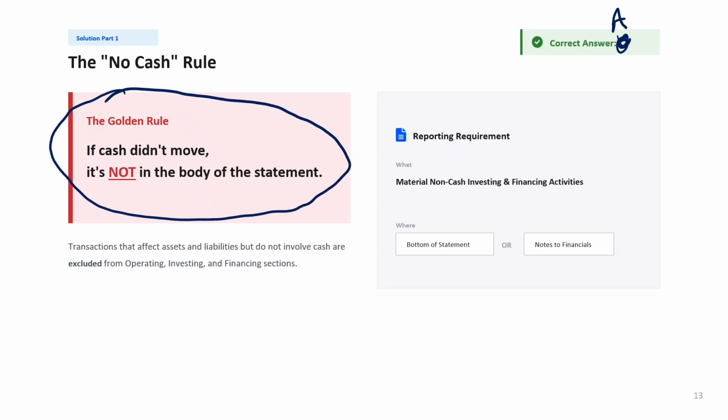Memorize this, or learn this, it is actually very logical, because what statement are we talking about? Statement of cash flow. Is cash involved? Yes, it's in the body. If it's not involved, then it is going to be at the bottom of the statement or in the notes to financials. And why do we still report it? It's because it might be relevant for the readers of the financial statements. So even if there is no cash, if it's an important operating, investing, or financing activity, we show it there.